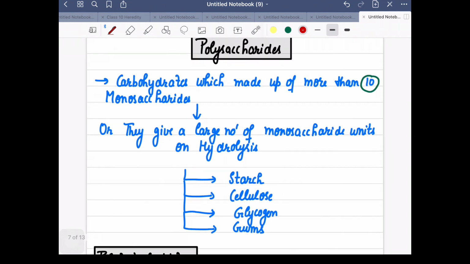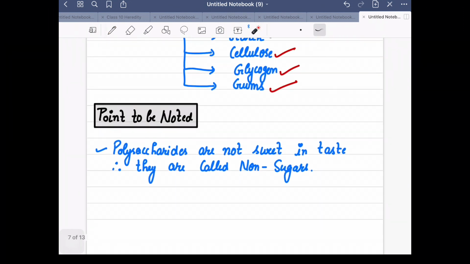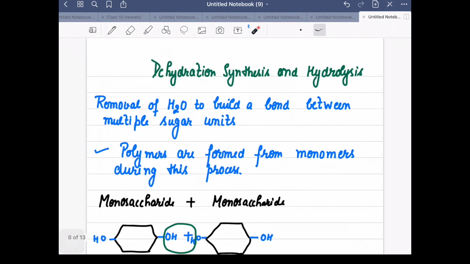The last one is polysaccharides. Those carbohydrates which have more than 10 monosaccharides, like starch, cellulose, glycogen, gums, these are polysaccharides, and usually they are not sweet in taste, so we call them non-sugars.